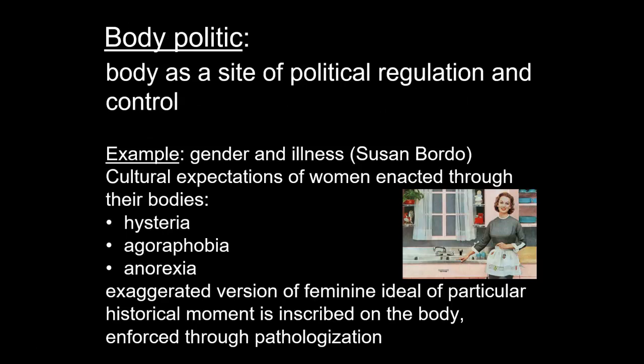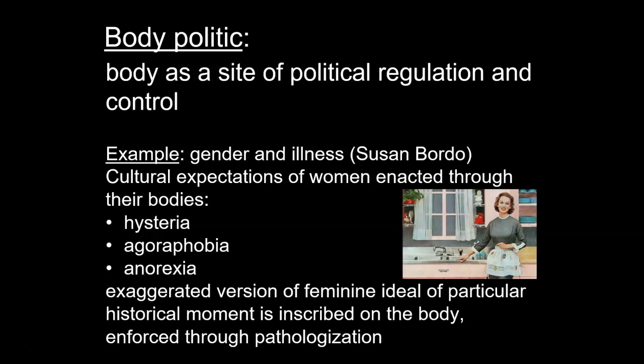And then the third body that they talk about is what they call body politic. So this is about how bodies act as sites of political regulation and control. And I'm going to give you a couple examples to illustrate this. The first is from a scholar named Susan Bordo, who's not actually an anthropologist. She's an interdisciplinary humanities scholar, but she's written a lot of really interesting things, especially around gender, that have been inspiring also to anthropologists.